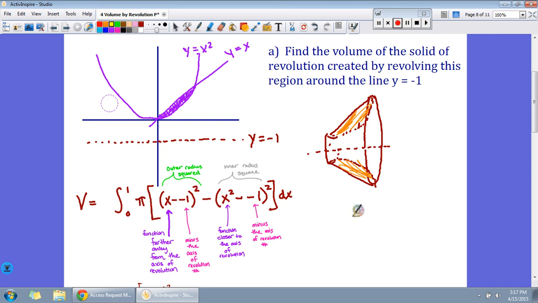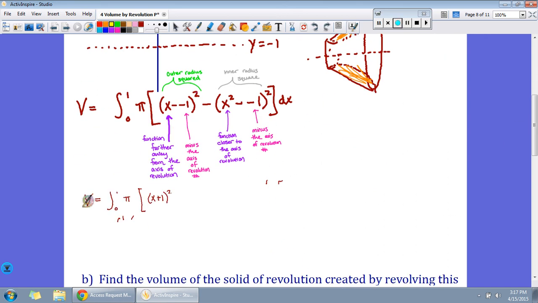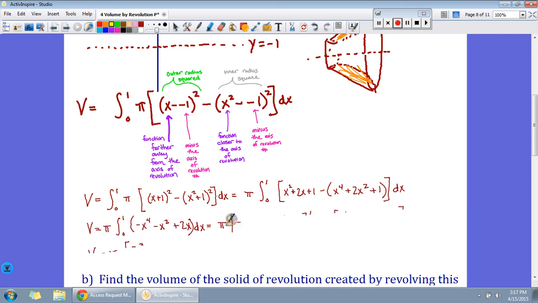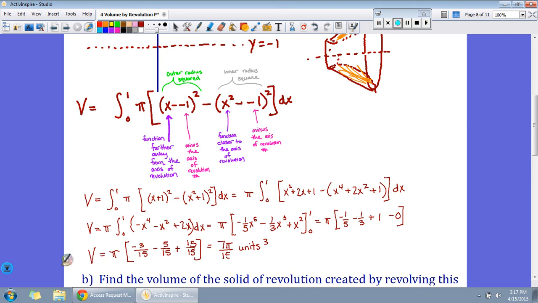When you do all that integration, you are going to get squared quadratics, like so. Remember, when you have the negative here, you should distribute the negative to all of these pieces, and then when you combine like terms, make sure your signs are correct. Integration, we're adding 1 to each exponent and multiplying by the reciprocal. Plugging in 1 first, then plugging in 0, and we end up with 7 pi over 15 units cubed.